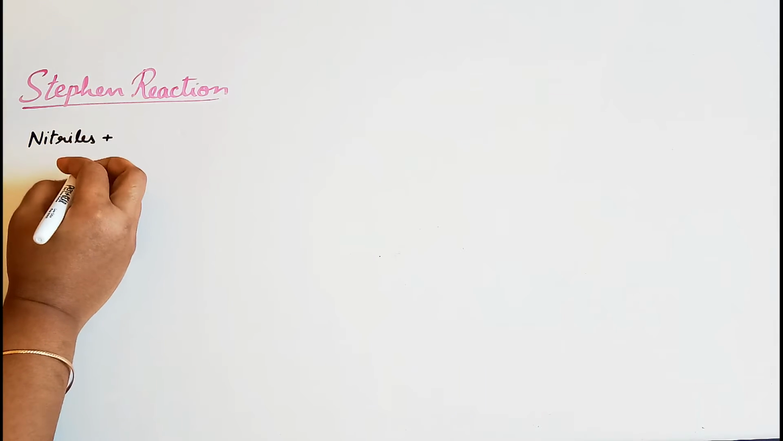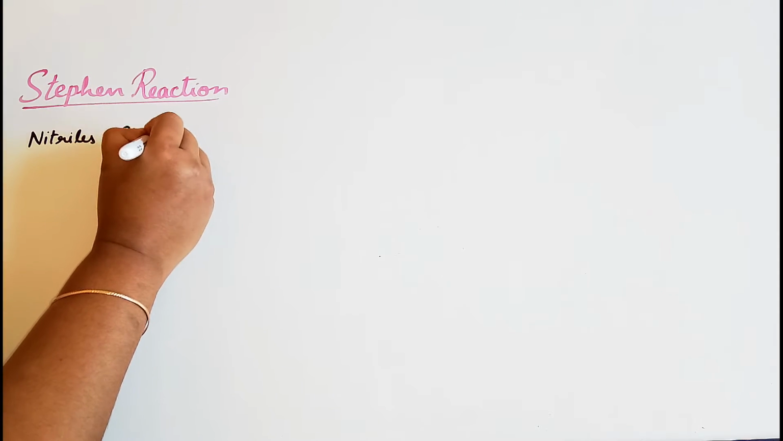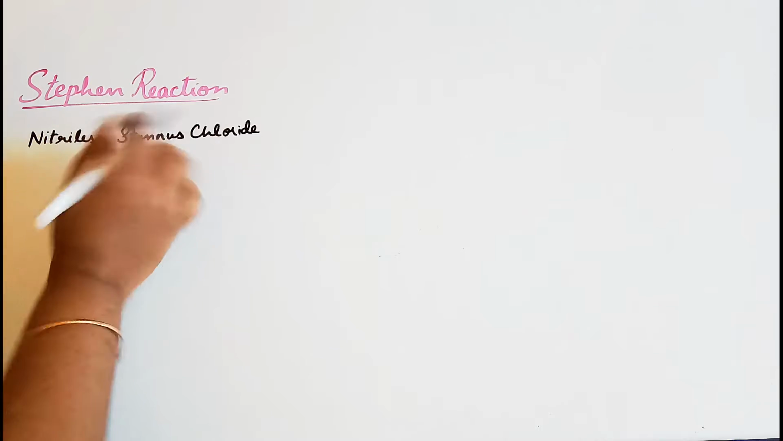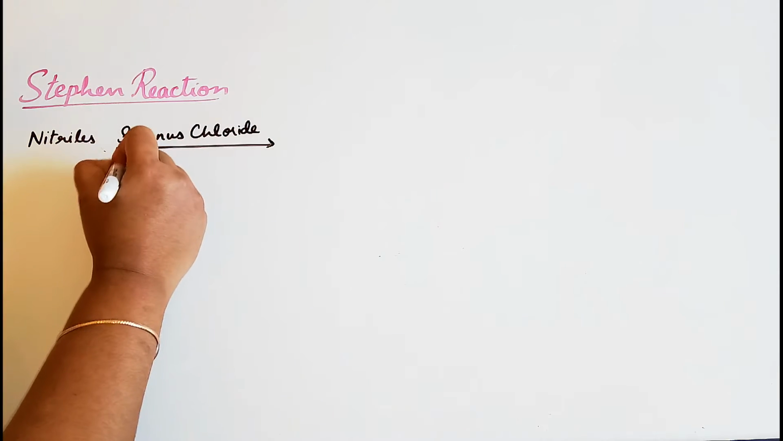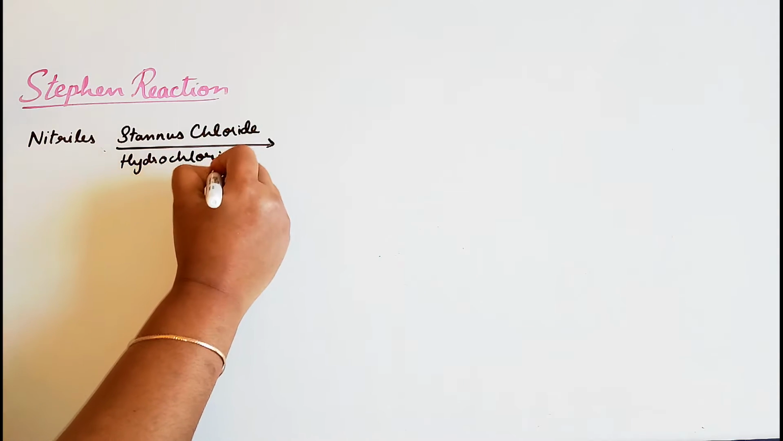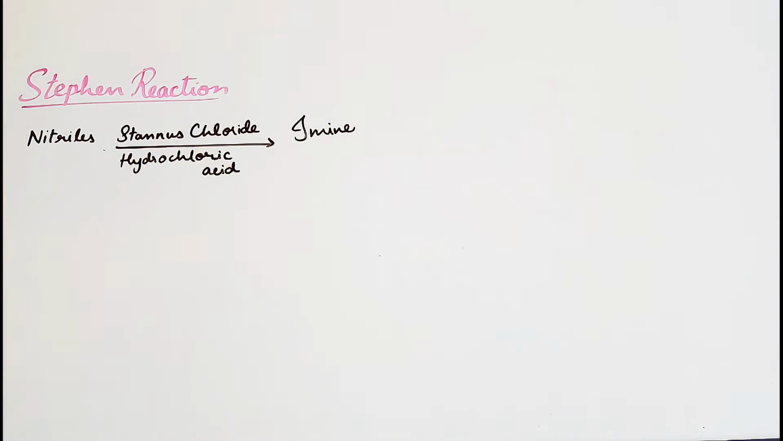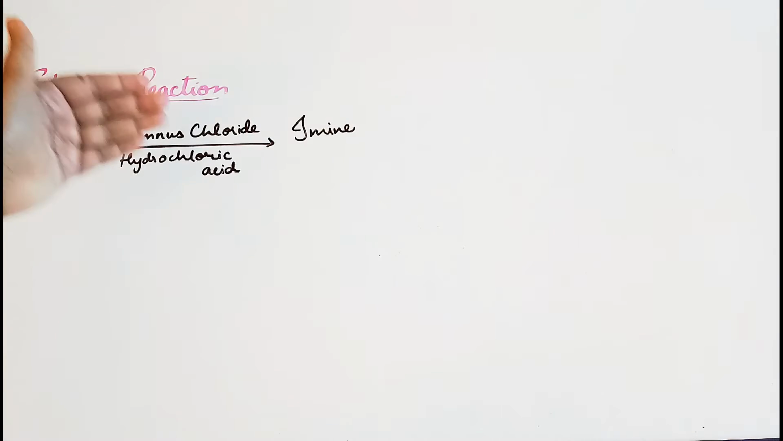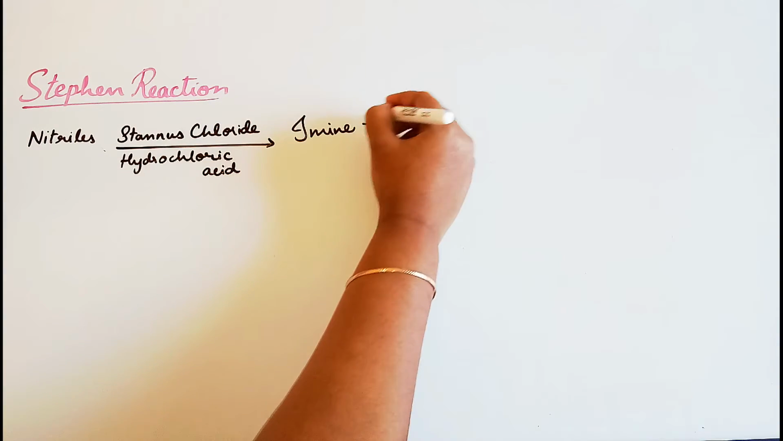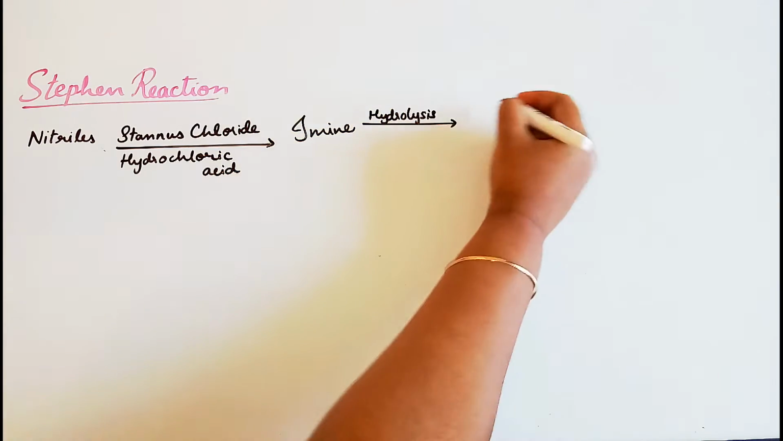These undergo reduction in the presence of stannous chloride and hydrochloric acid and form imines. So the nitrile is undergoing reduction in the presence of stannous chloride and hydrochloric acid to give an imine. This imine undergoes hydrolysis to give an aldehyde.